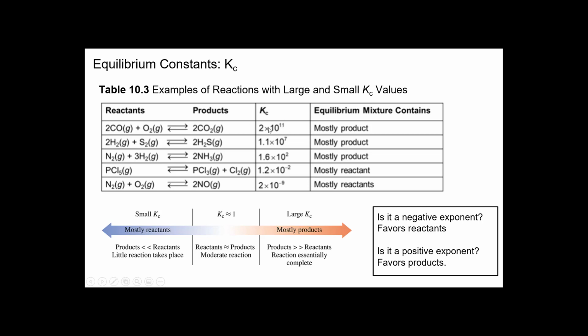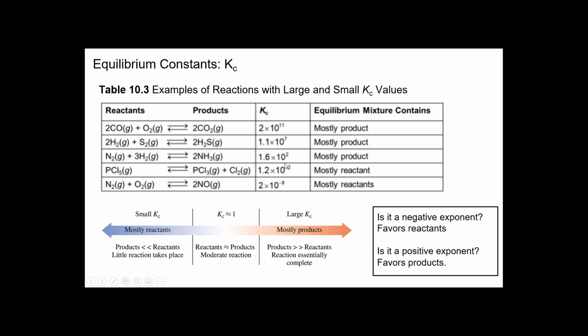This is a positive number, which means that if you write this out, it's not below 1, so it's mostly product. Positive exponent. Here's another one. It has a positive exponent, which means when you write this out, it's above 1, so it's mostly product when the equilibrium reaction occurs. Here is another one above 1, so it's mostly product.